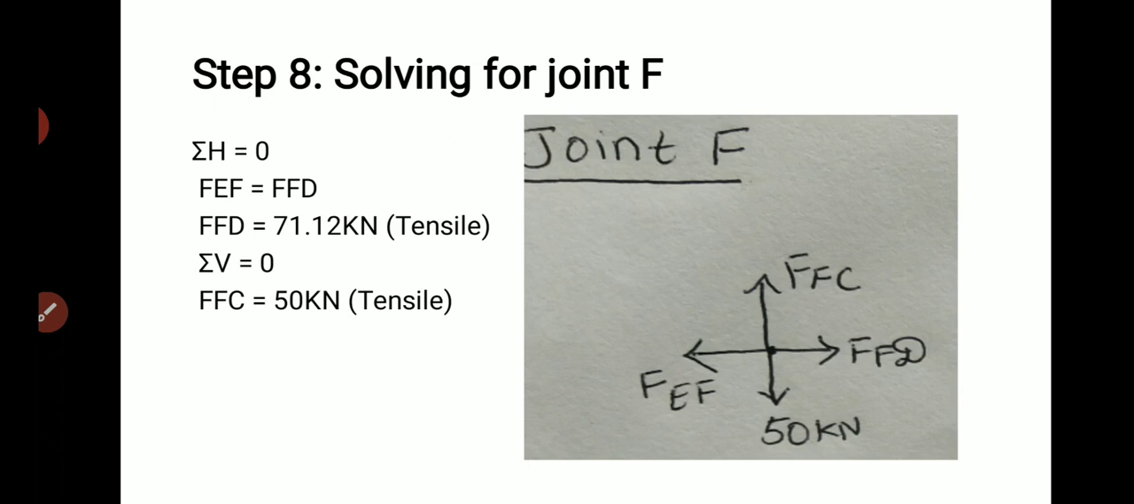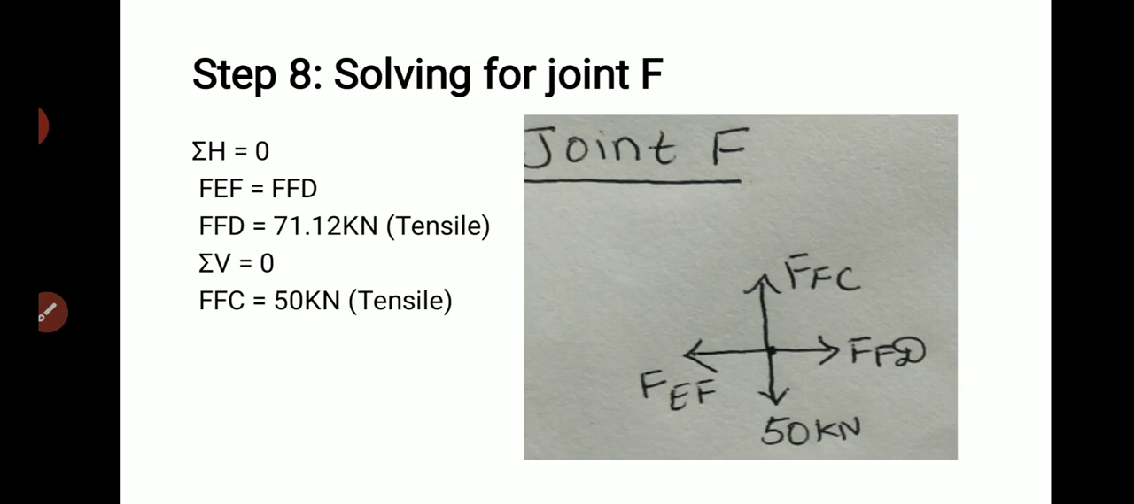So next, coming on to joint F, which is a very simple joint. Here only four forces are acting, in opposite directions. So straight away I can find sigma H equal to 0 and sigma V equal to 0. FEF will be equal to FFD, since they are equal in magnitude and opposite in direction. Since I have determined the value of FEF in my previous slide as 71.12, I can conclude that FFD is also equal to 71.12 kilonewton.